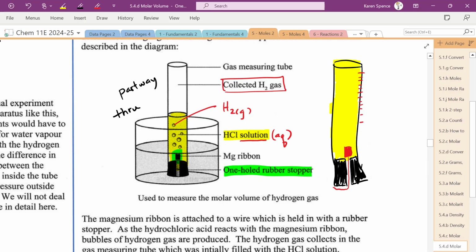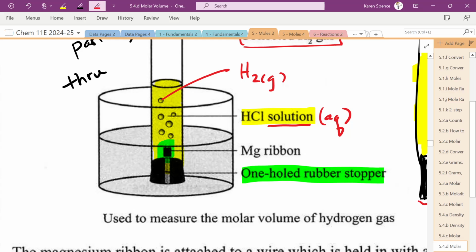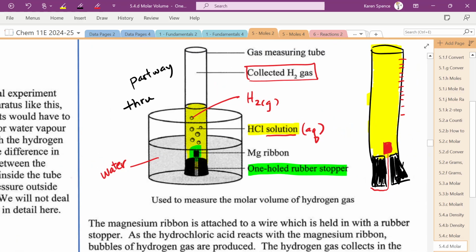At some point this year, we are going to actually do either this experiment or one very, very similar to it. Now, one thing I want you to notice is that in addition to having this HCl solution, this whole thing is in a basin filled with water. And that's just to keep the solution in. And what will happen is that the solution gets pushed out into the water by the gas.